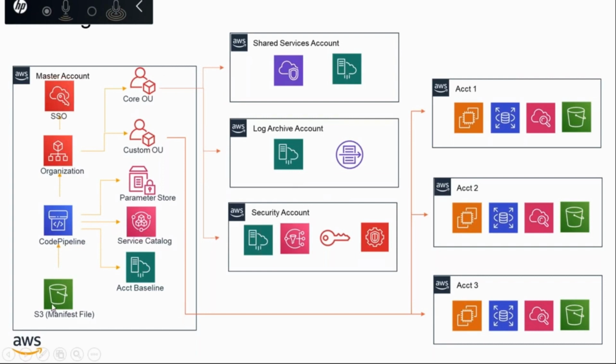If you see the master account, we have a CodePipeline to deploy whatever templates to new accounts. S3 will have all your files, your templates, everything. Organizations manages all your accounts. Under Organizations, it will create two OUs, a custom OU and a core OU. The core OU will have the shared services account, log archive account, and security account. For the custom OU, whenever you create any account, it will automatically come under custom.